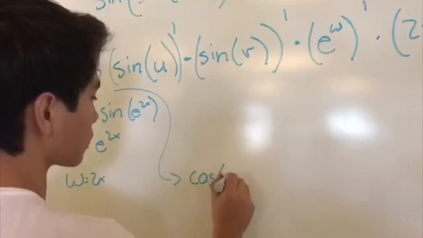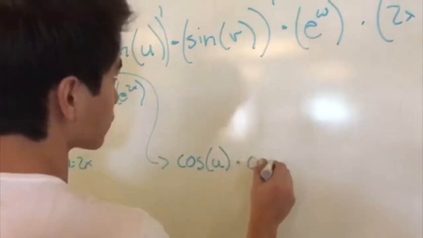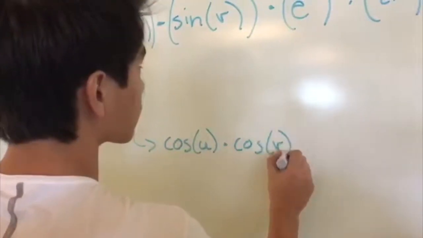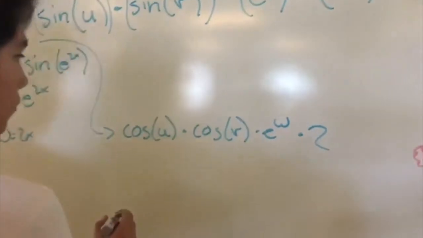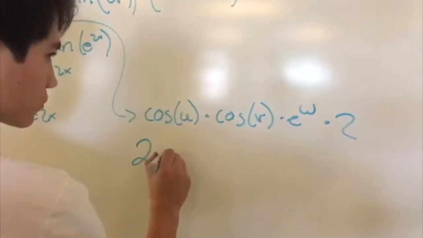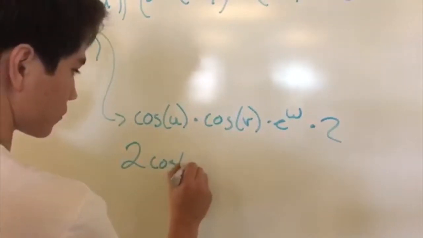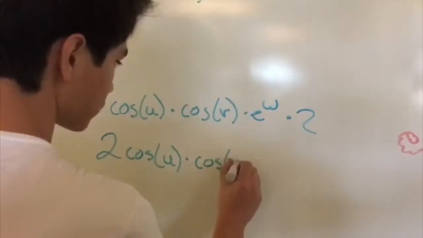With the rules that we learned before, we know that the derivative of sine of u is going to be cosine of u. Same thing for sine of v. Then we also know that the derivative of e to the something is still going to be e to the something, and then we have to find the derivative of 2x. Now we have to multiply everything that we have before substituting anything.